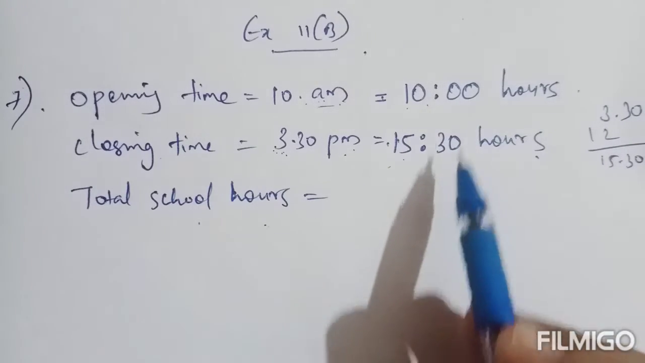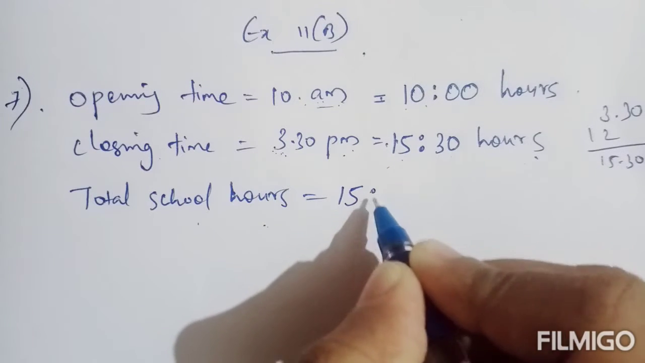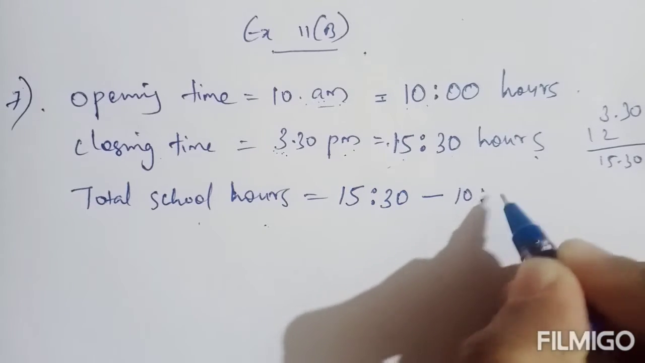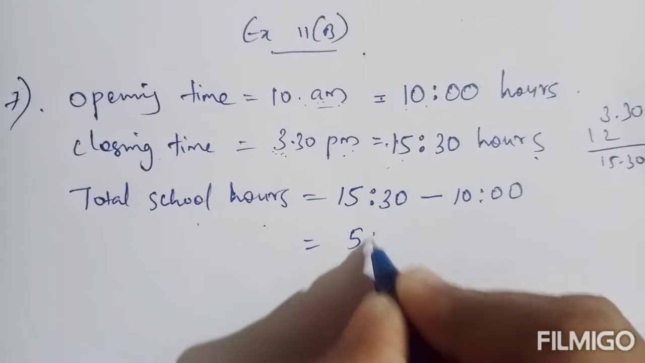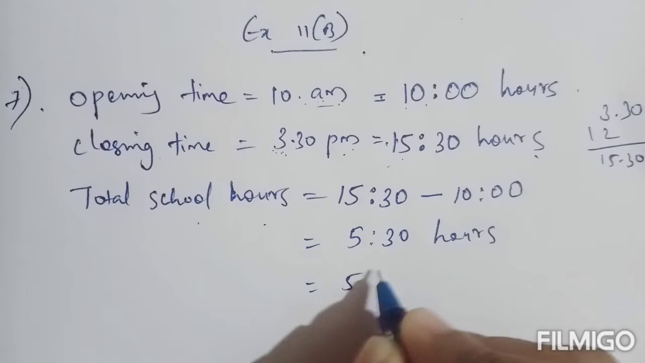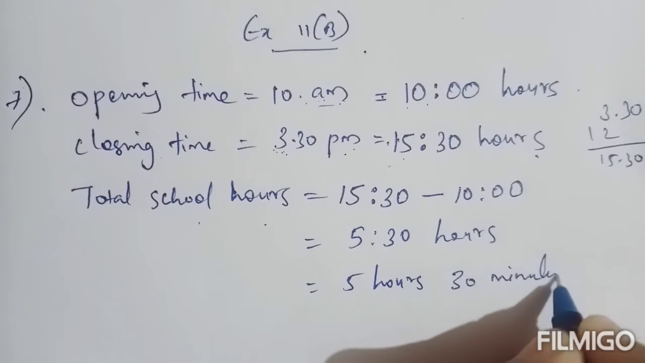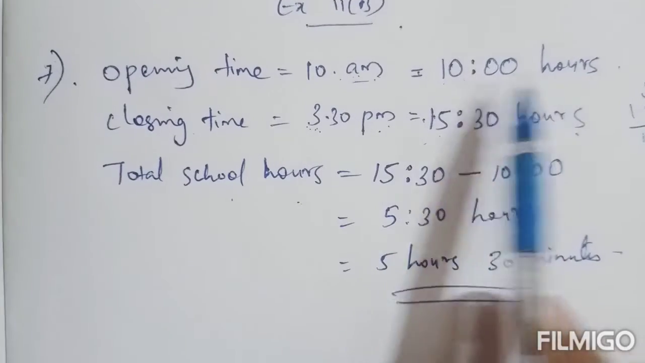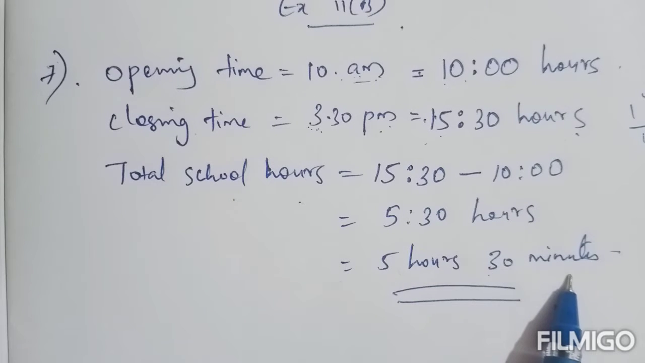Now you can find the total school hours from 10 hours to 15:30 hours. How many hours will there be? What is the difference? You can find it by subtraction. 15:30 minus 10, you will get 5:30 hours. That means 5 hours and 30 minutes. This is the total school hours. From 10 am to 3:30 pm, 5 hours 30 minutes is there.